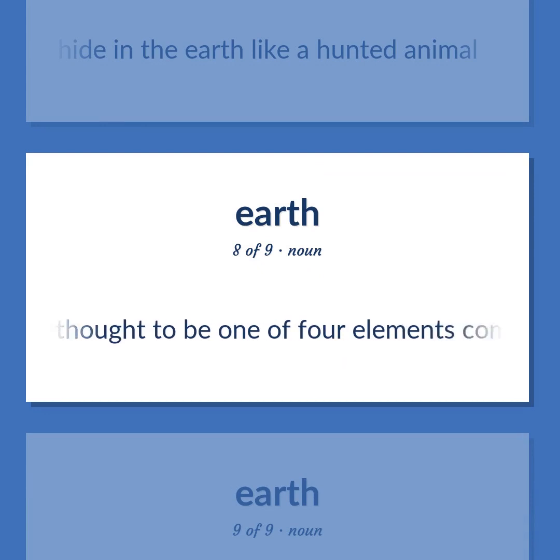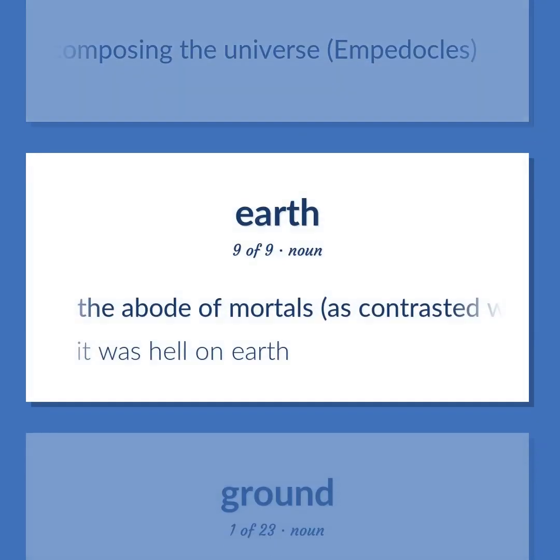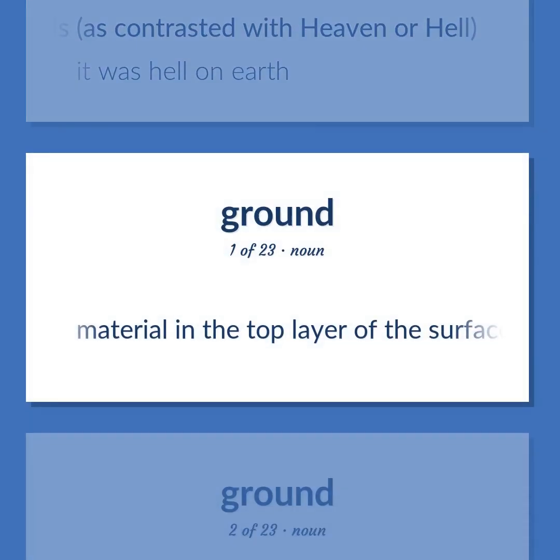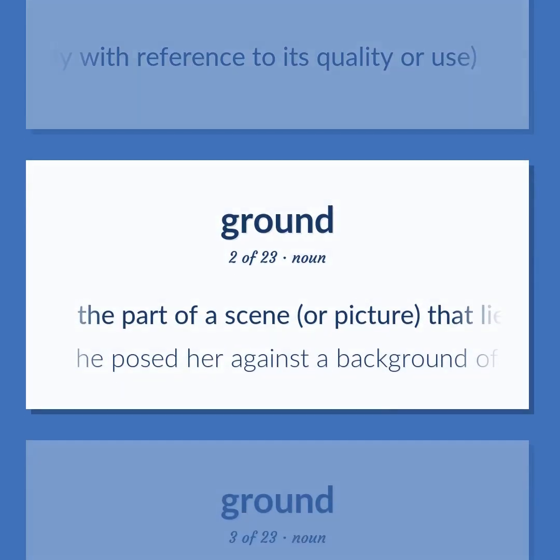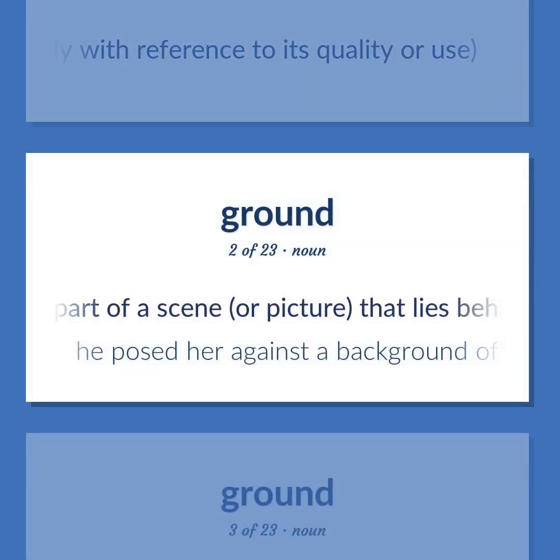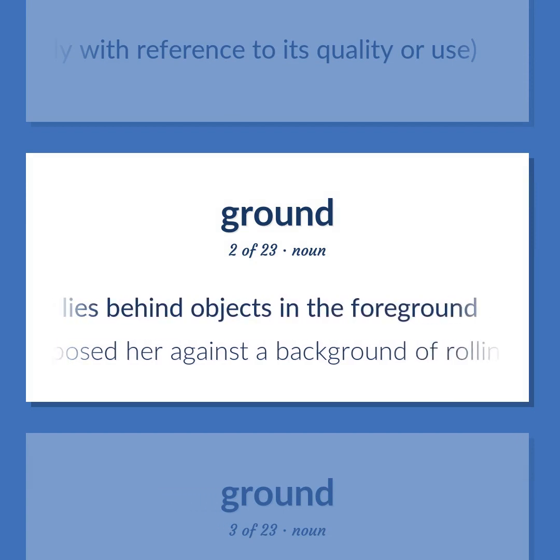Once thought to be one of four elements composing the universe, Empedocles. The abode of mortals, as contrasted with heaven or hell. It was hell on earth. Material in the top layer of the surface of the earth in which plants can grow, especially with reference to its quality or use. The part of a scene, or picture, that lies behind objects in the foreground. He posed her against a background of rolling hills.